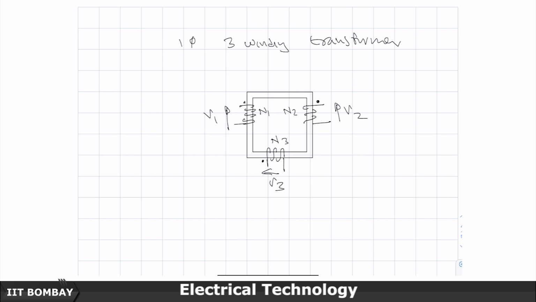So, the flux linking all the 3 circuits is the same, assuming an ideal core, completely no leakage and so on and so forth. That is how we start building this. So, everything is a mutual flux therefore. So, V1 is N1 d phi by dt.